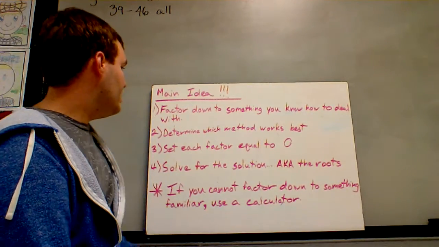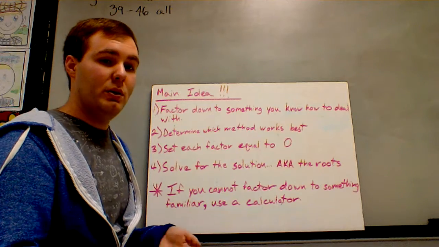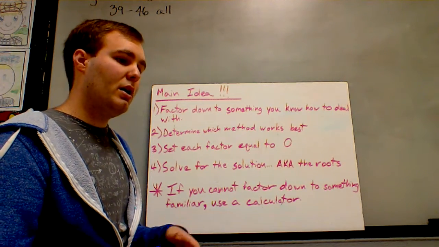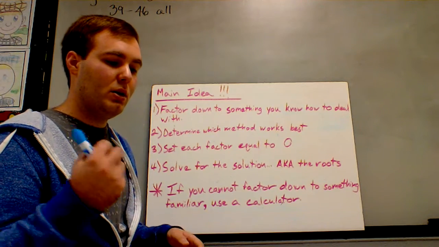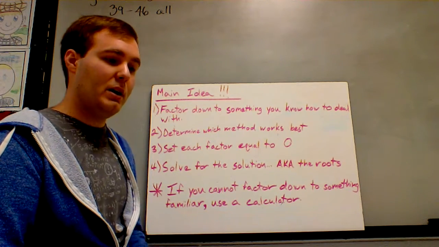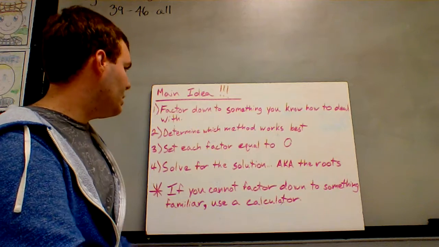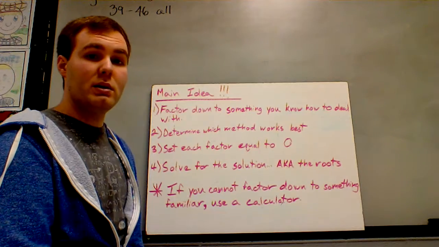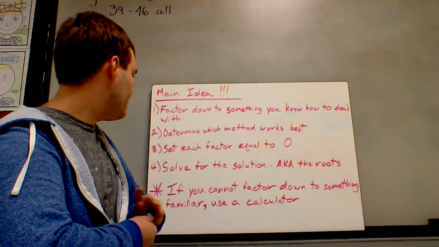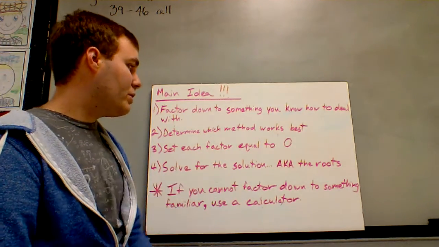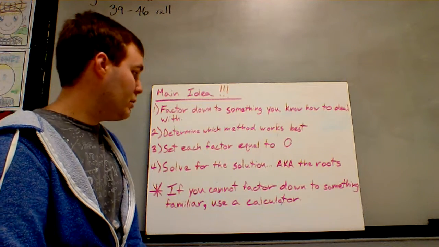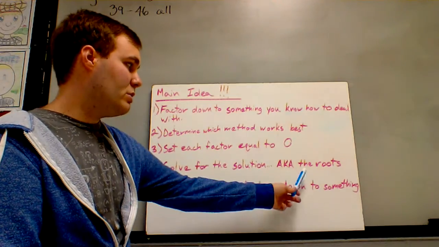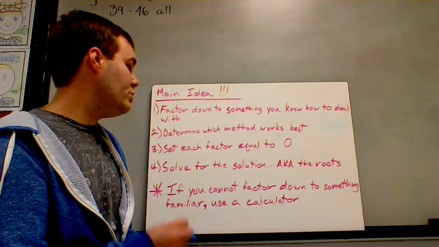First thing you want to do is factor it down to something you know how to deal with. In this case, for you guys, that's going to be quadratics. So anything above something of degree 2 is something you want to get factored down. And that might not always happen, but if it does, you factor it down and then determine which method works best on the quadratic itself. You set each of the factors equal to 0 once you have it factored completely down. And then you solve for the solution. So that's also known as the roots. Make sure you're using that language.